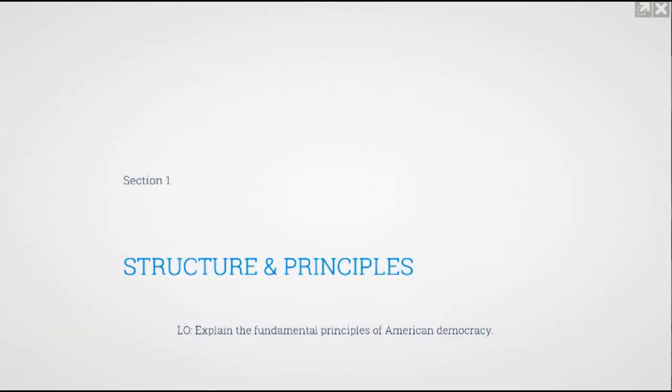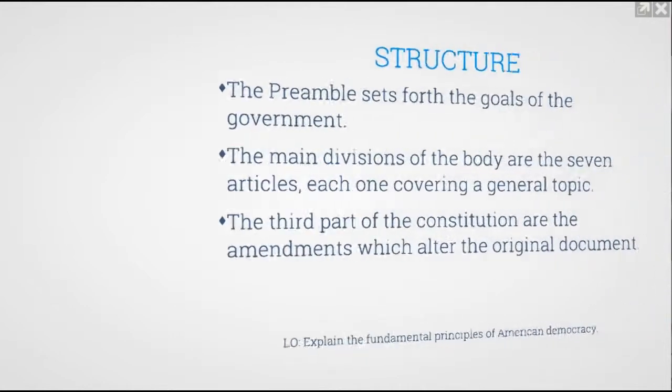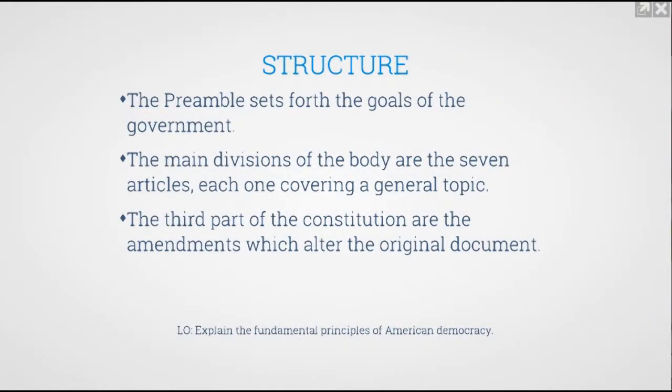Section 1. Structure and principles. The preamble sets forth the goals of the government. The main divisions of the body are the 7 articles, each one covering a general topic. The third part of the Constitution are the amendments, which alter the original document.